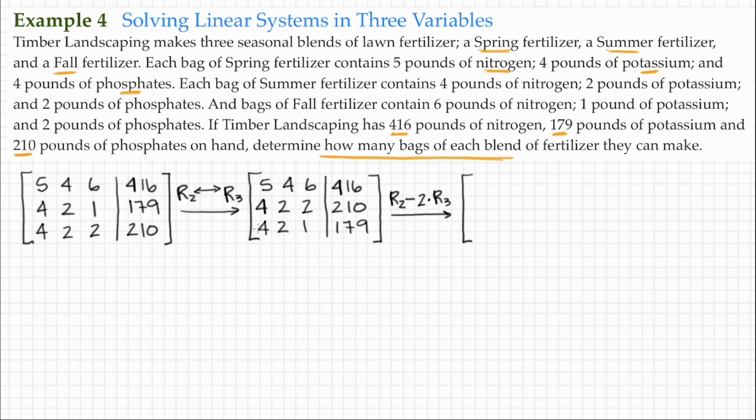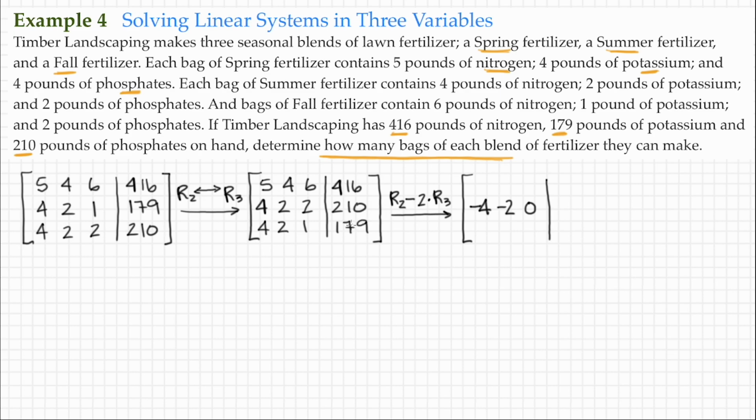So 4 times 2 is 8, and 4 minus 8 is negative 4. 2 times 2 is 4, and 2 minus 4, that's negative 2. And 1 times 2 is 2, and 2 minus 2 is 0. And of course, that's the whole idea. Put in our vertical line.